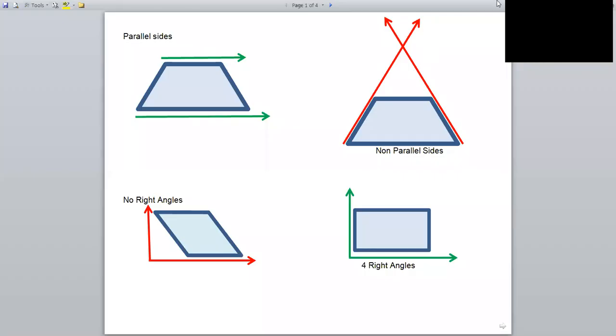Good day, class. We've been learning about quadrilaterals. Now, we're going to learn how to classify them by definition. But first, we need to review a few key concepts.